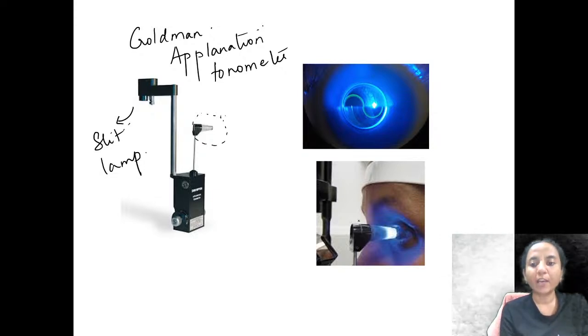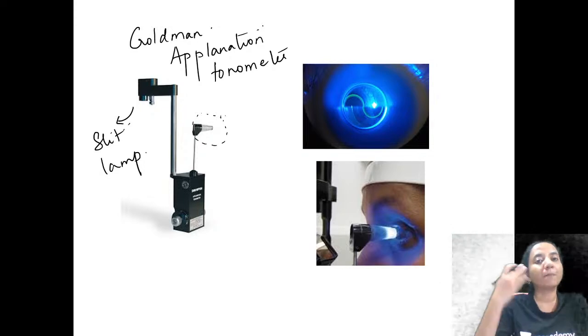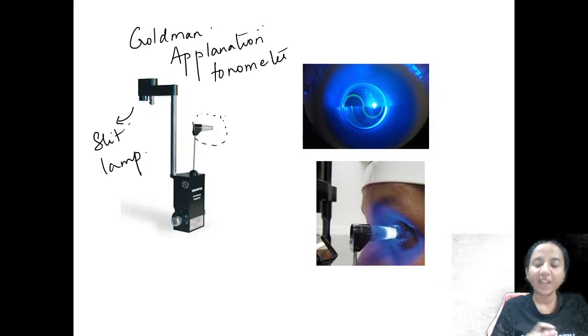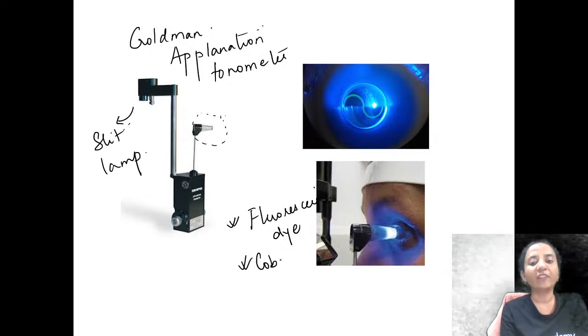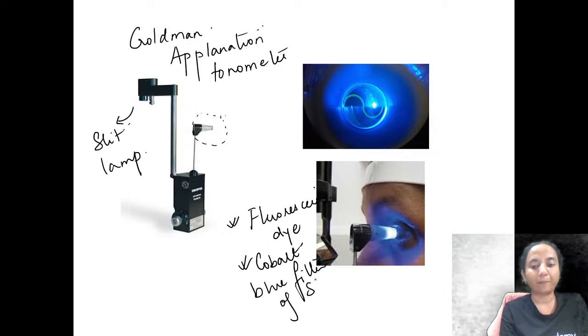Right? So here what you have to do is first make the patient sit on the slit lamp. Then you anesthetize the cornea, of course. Then you stain the tear film with fluorescein dye. So what is the dye that we use? The dye that we use is fluorescein dye. And you have to put on the cobalt blue filter of the slit lamp, this blue light.